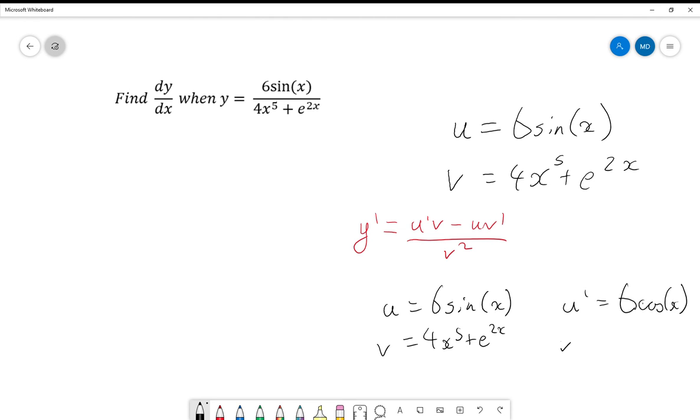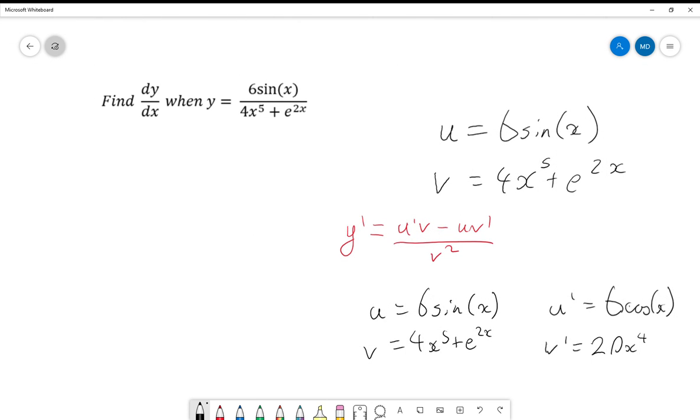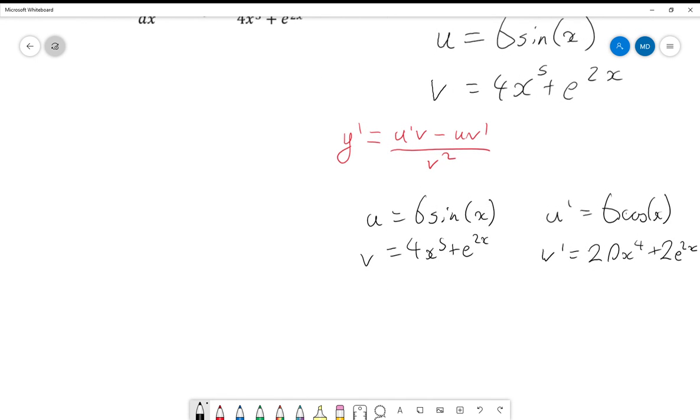V is equal to 4x to the 5 plus e to the 2x. And so v dash is just the derivative of that, which is going to be 20, differentiating the power, x to the power of 4, plus, differentiating e to the 2x is 2e to the 2x. And now we just plug all of that into our quotient rule.